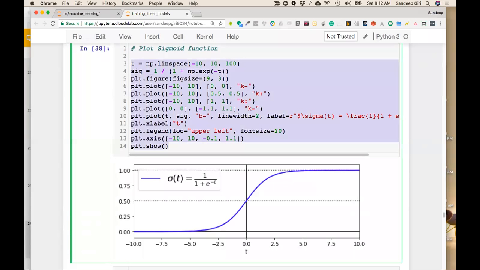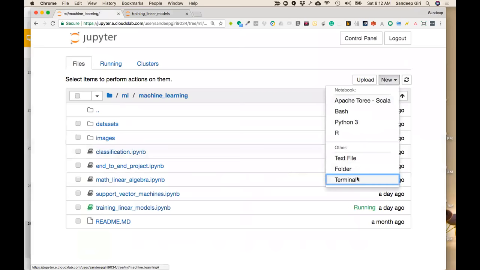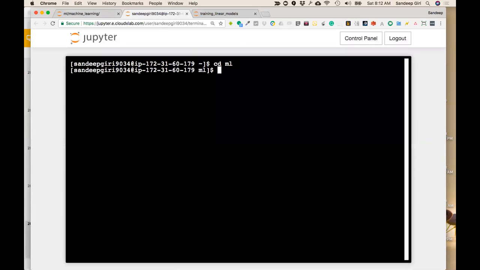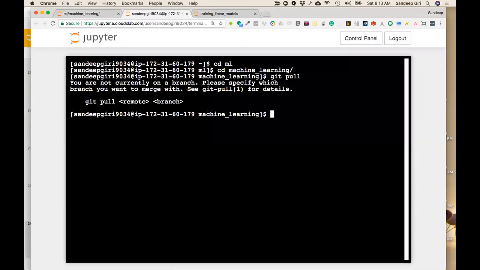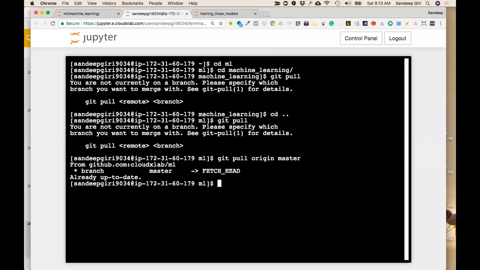Yeah, thank you, Noor. So that's what we'll do. We'll just go to the home folder. Let me also show you. New notebook, not new notebook. I'll just go back here, say new terminal. And there I'll say git pull, cd ml, cd machine learning. I'll say git pull. Oh, I need to say git pull origin master, right? Yeah, it says already up to date. Good.